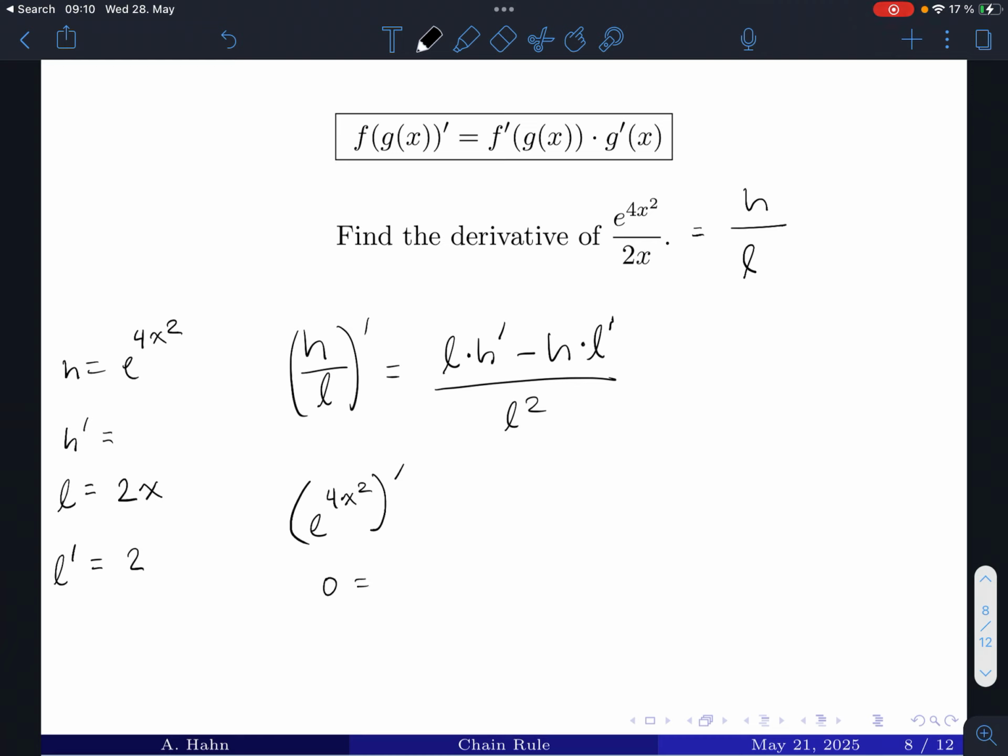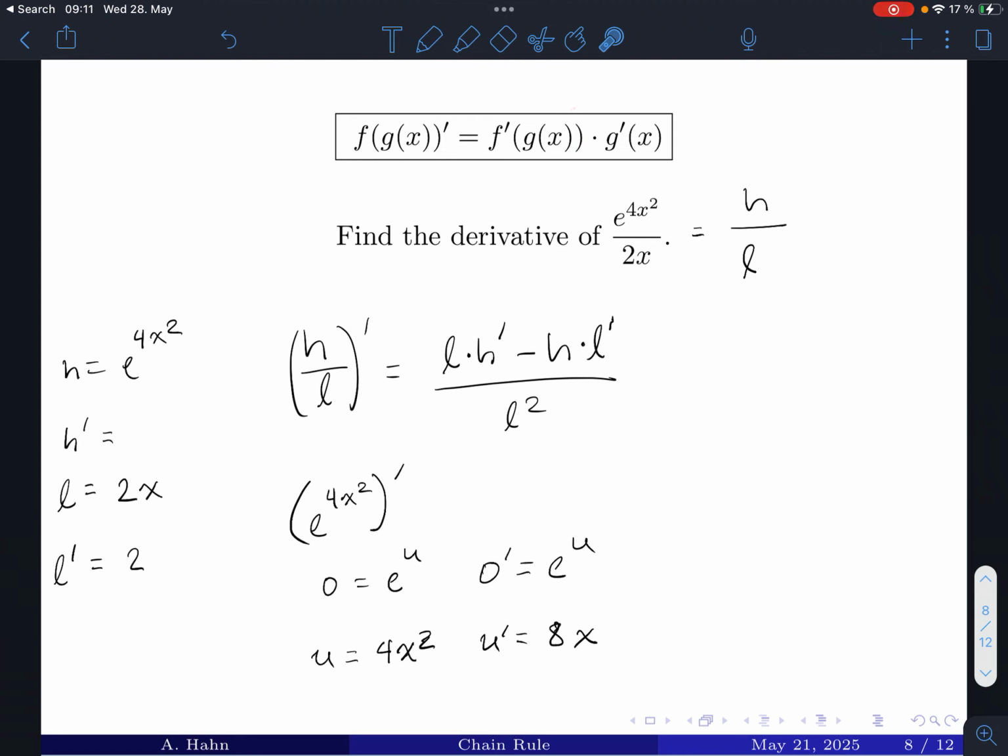Just like we've been doing previously, let's determine our outside and our inside. Our outside, hopefully you can see, is e raised to something, so our outside is e to the u. Our inside is what's on the inside, so 4x squared. Our outside prime, the derivative of e to the u, or e to any variable, is just e to that variable, so e to the u. And then the derivative of 4x squared is 8x by the power rule.